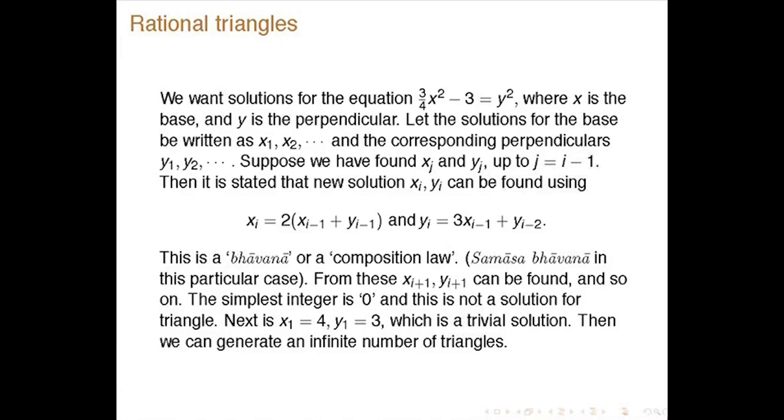Now, he will say that x is the base, y is the perpendicular. So, let the solutions for the base be written as x 1, x 2, etcetera, and the corresponding perpendiculars y 1, y 2, etcetera. Suppose we have found x j and y j up to j is equal to i minus 1. Then it is stated that the new solution x i, y i can be found using x i is equal to 2 into x i minus 1 plus y i minus 1, and y i is equal to 3 into x i minus 1 plus y i minus 2. Okay. So, this is what is given in the verse.